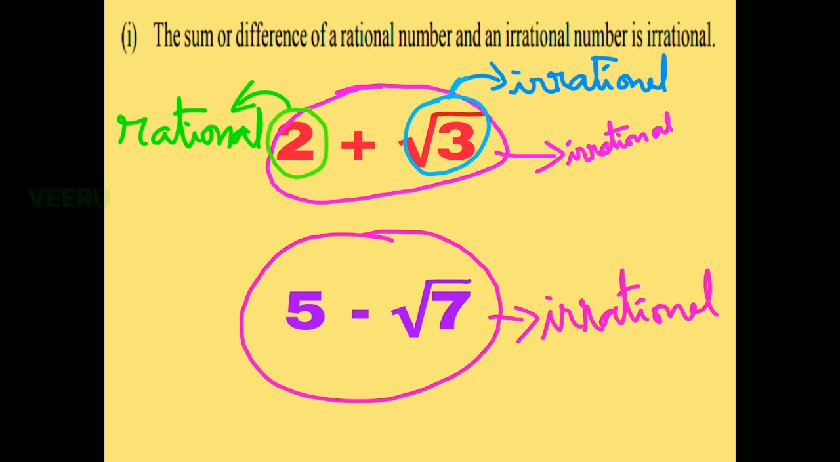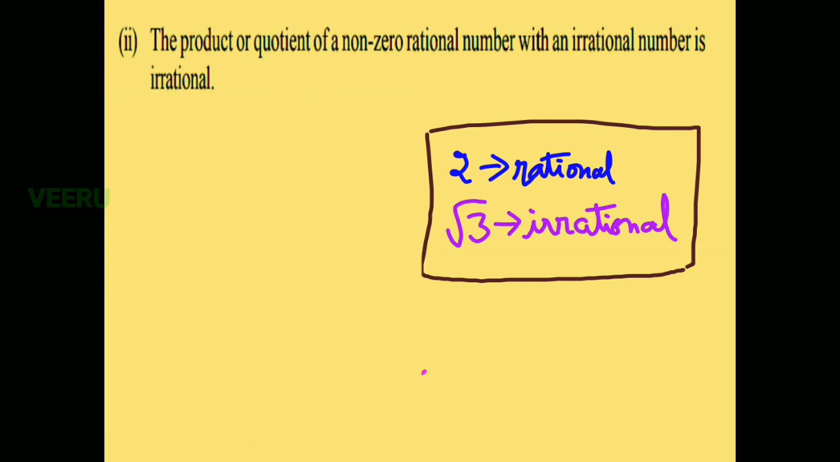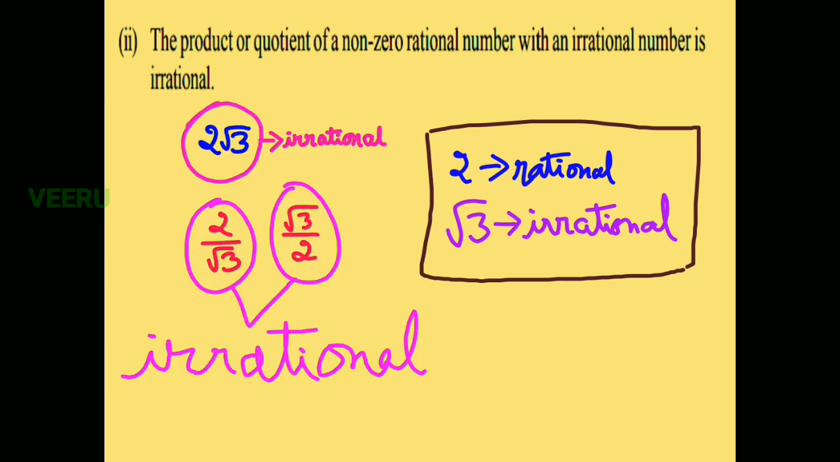First one is, the sum or difference of a rational number and an irrational number is irrational. It means, if we add or subtract a rational number and an irrational number, we get an irrational number. Second point is, the product or quotient of a non-zero rational number with an irrational number is irrational. It means if we multiply or divide a non-zero rational number with an irrational number, we get an irrational number.